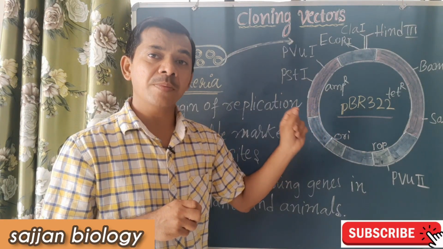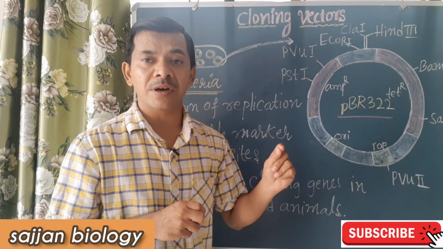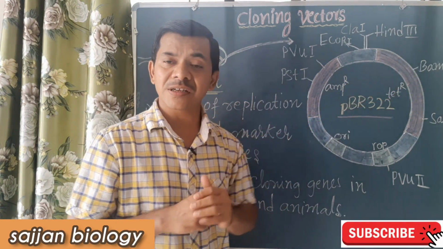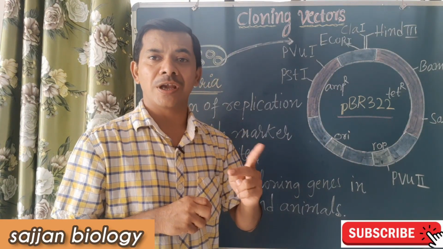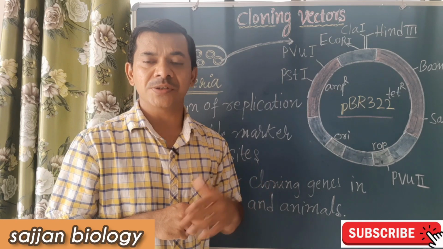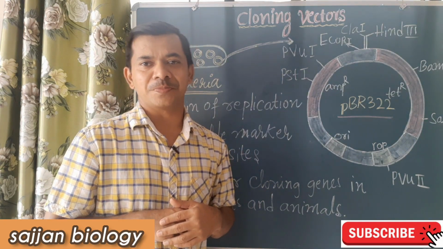Specifically the antibiotic resistant genes. They code for antibiotic resistance. What kind of antibiotic resistant genes? The ampicillin resistant gene and the tetracycline resistant gene, both of which code for resistance to antibiotics like kanamycin, ampicillin, tetracycline, and so on.